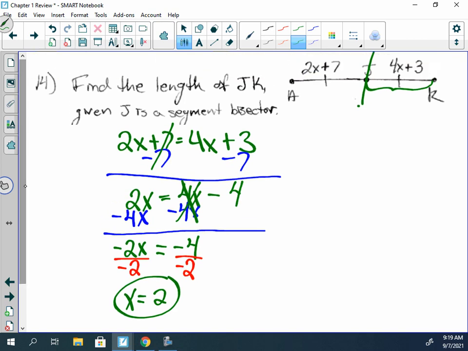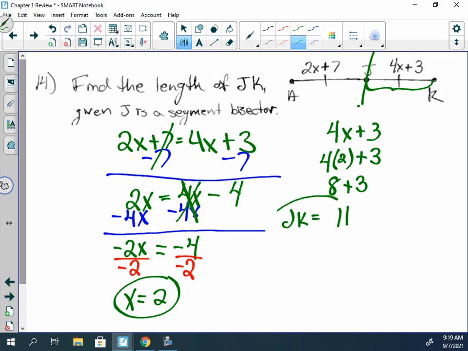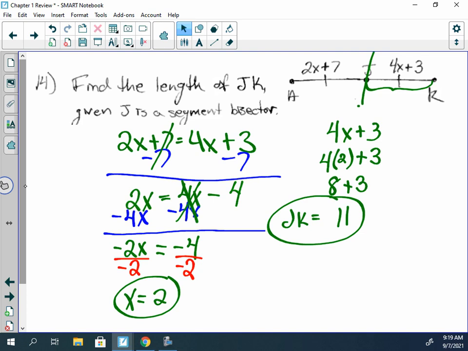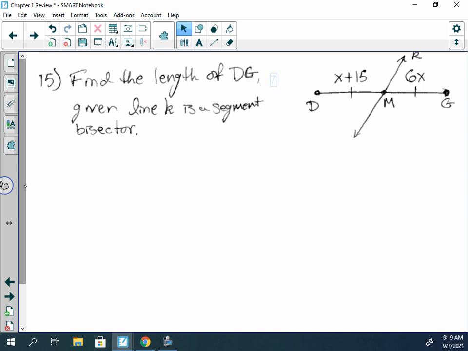Now we're not done yet because, again, we need to find this length. So we're going to come back up here and take 4X plus 3 and plug 2 back in. So we have 4 times 2 plus 3. 4 times 2 is 8, and 8 plus 3 is 11, so JK would be 11. So whenever you're doing these, make sure you read through to know exactly what we're looking for. Questions on this here? Are you ready for the next one? Questions on 15.